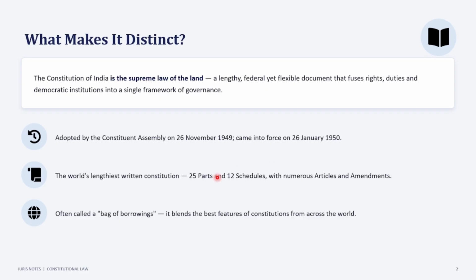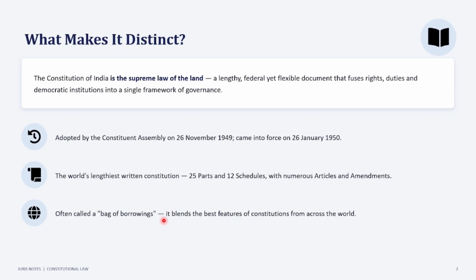Now, another interesting feature is that the Indian Constitution is one of the world's longest written national constitutions. It currently has 25 parts and 12 schedules with numerous articles and amendments. And finally, you may have heard the expression bag of borrowings. Don't take that expression negatively. It simply means that the framers studied different constitutional systems around the world and adapted several of their features to suit Indian conditions. So that is basically what makes our constitution distinct. I hope that is clear.